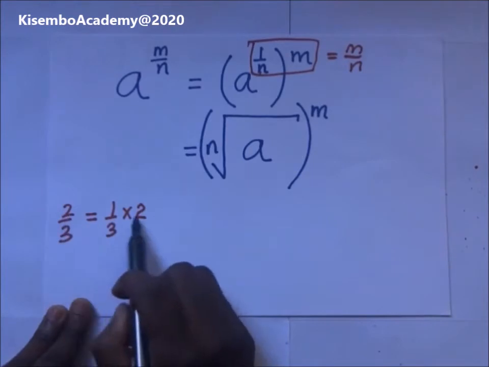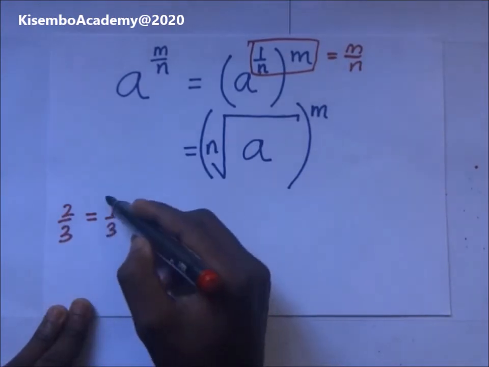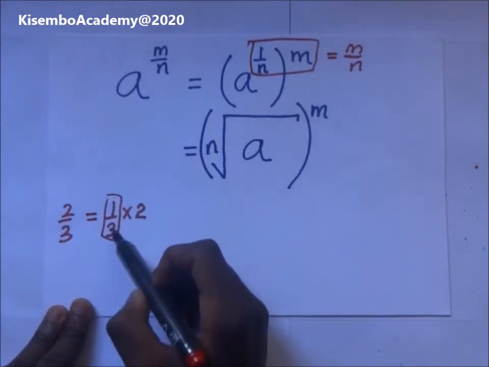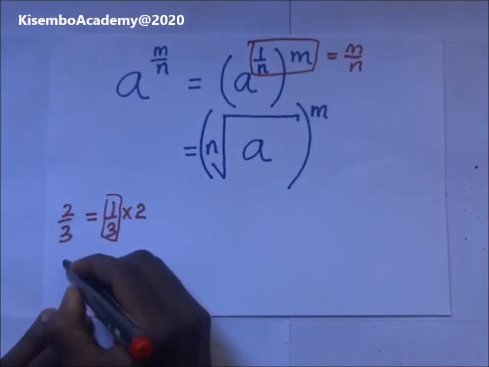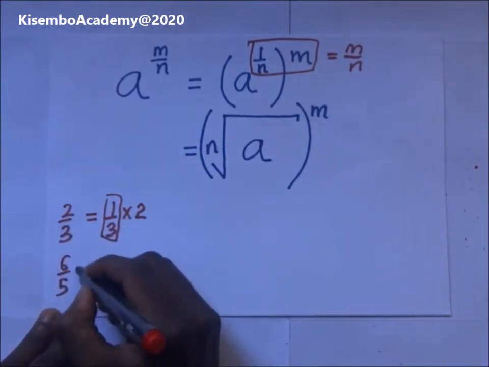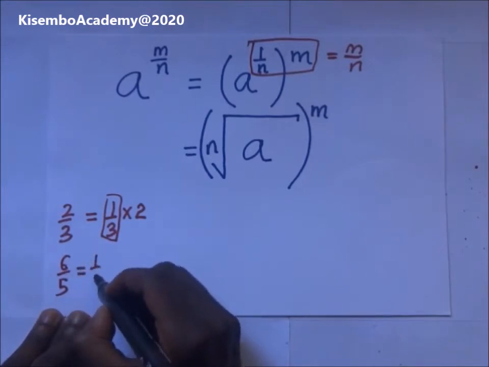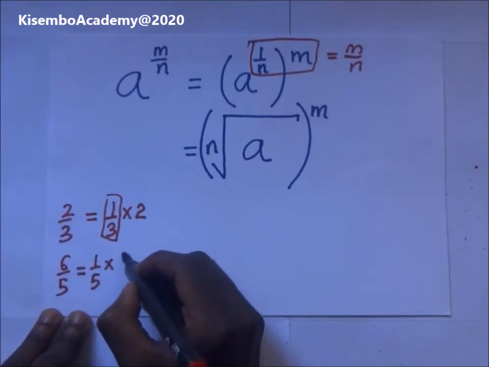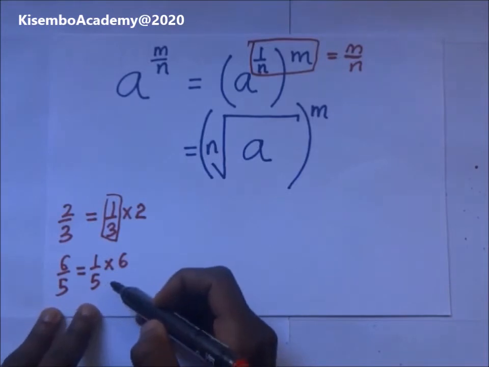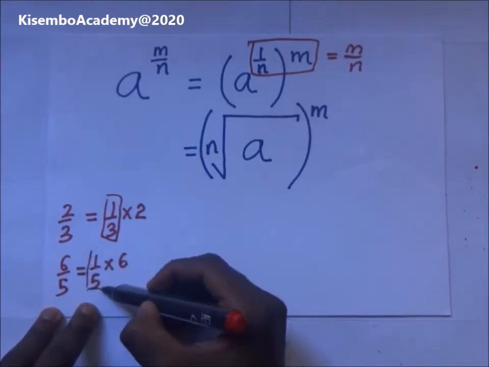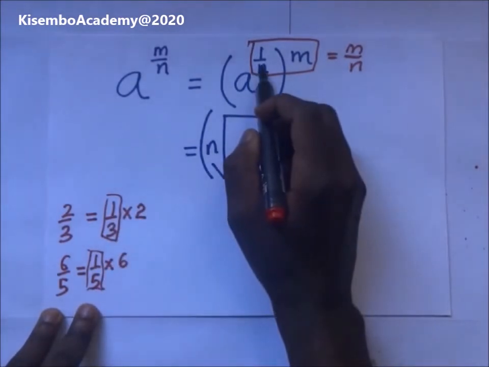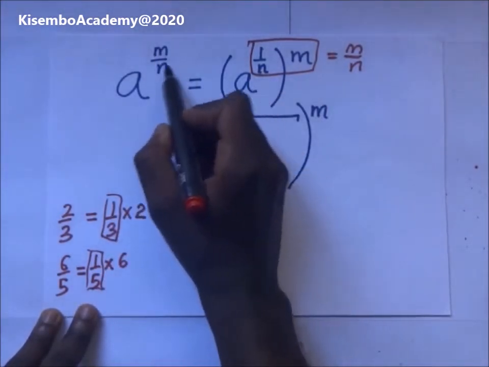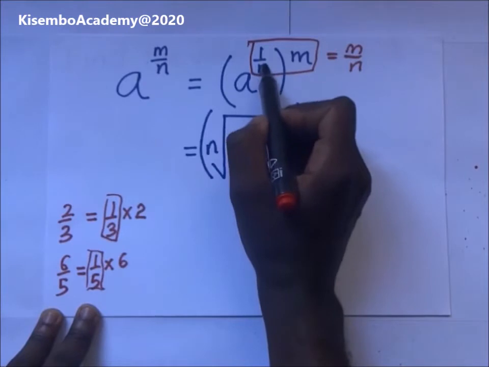You displace these 2 out and you make this 1 over 3 times 2. So 1 over 3 times 2 is the same as 2/3. Or if they told you 6 over 5, 6 over 5 is the same as saying 1 over 5 times 6. So our interest here is to create a fraction that is having 1 as the numerator. And that's what we are doing here. That m over n is the same as 1 over n times m.